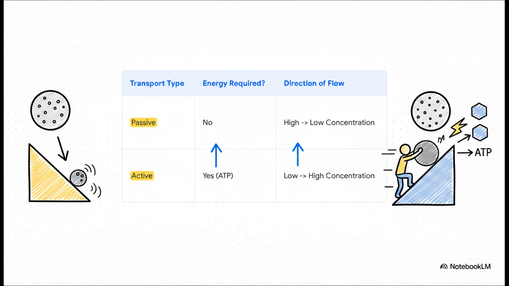Well, there are basically two ways materials can cross this border. The first is called passive transport. This is the easy way. It requires zero energy. Things just naturally flow from where there's a lot of them to where there's not so much. Think of it like rolling downhill.